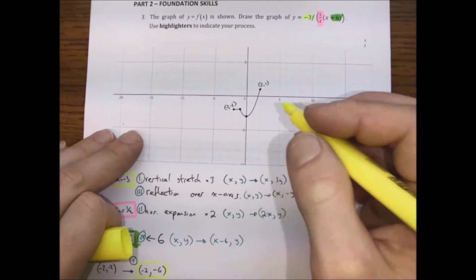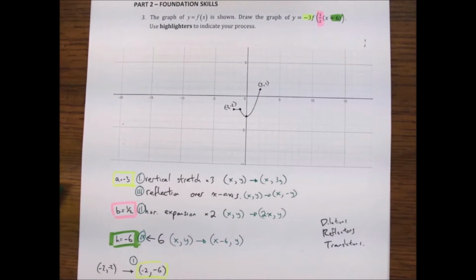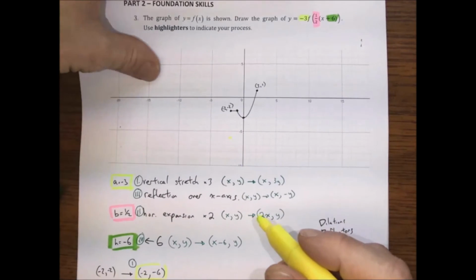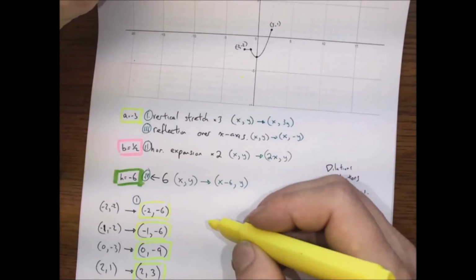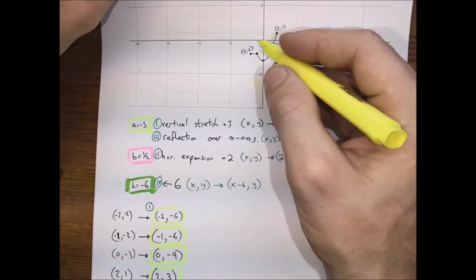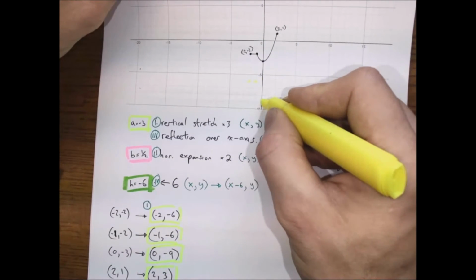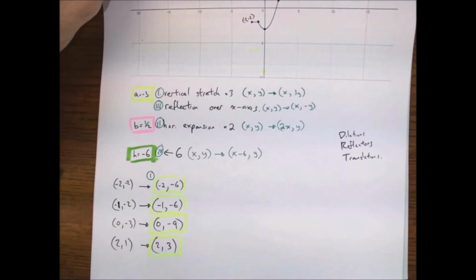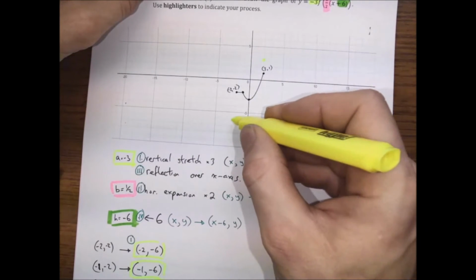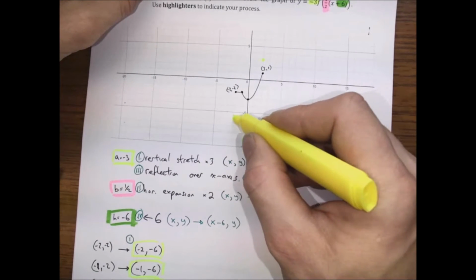So negative 2, negative 6. It's going to go down here. Negative 1, negative 6 is down here. 0, negative 9 is down here. And then 2, 3 stretched up here. So that looks like this.